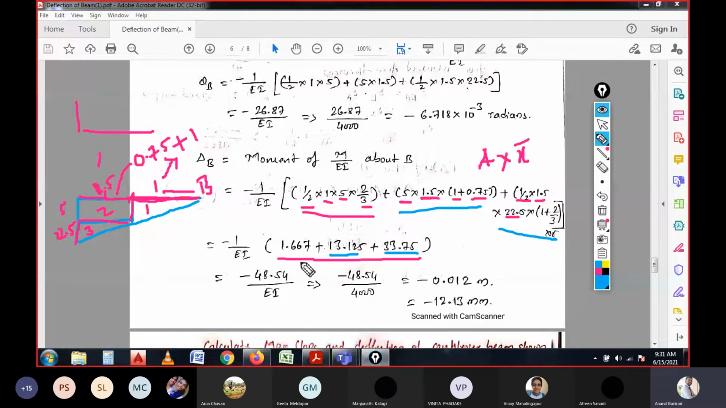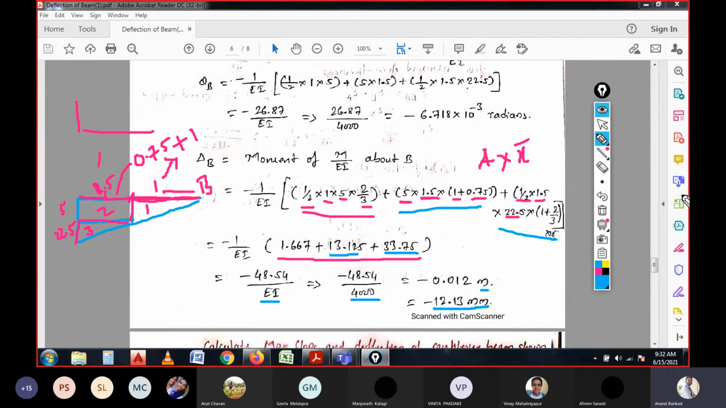So once you calculate the value of all these, it will be minus because again it is in clockwise direction, which is downward, because you cannot say it is clockwise since we are calculating deflection. If you are calculating slope, you can say clockwise. For deflection you could say downward. So now 48.54, and the EI value is given as 4000, so 0.012 meter, which is in meter, because we have substituted EI value in kilonewton meters. So if you convert that into mm, it will be 12.13 mm.